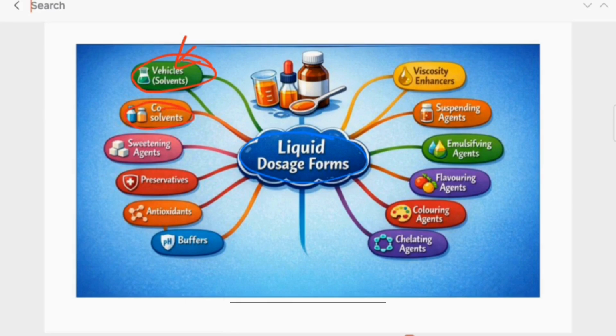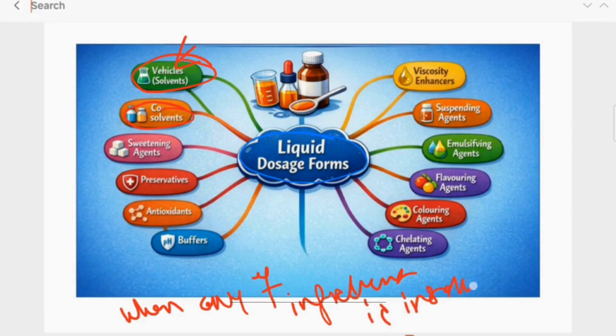So when any of the ingredients is insoluble in the main solvent, then we select a co-solvent to enhance or to solubilize that poorly soluble or insoluble ingredient. Then we use sweetening agent to mask the bad taste.